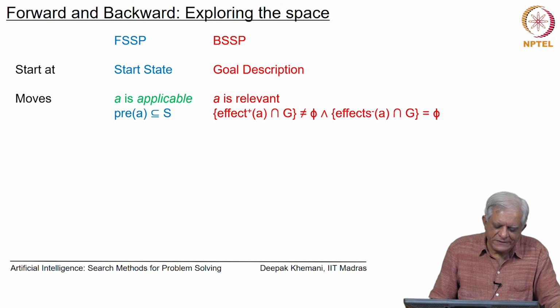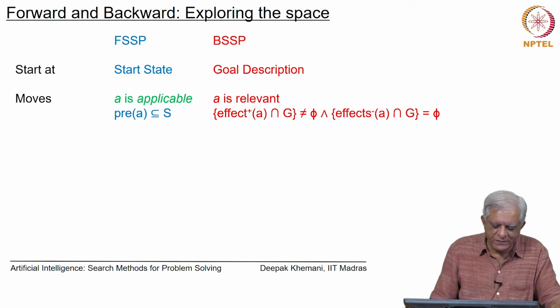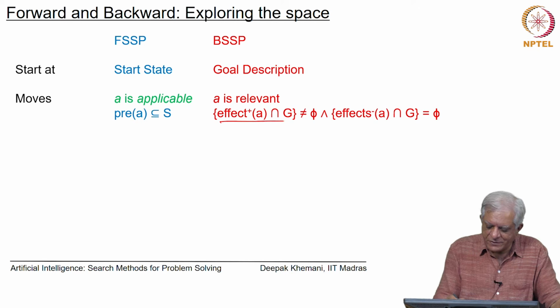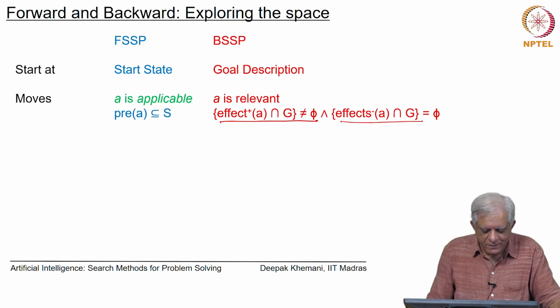The criterion for considering a move for forward state space planning is that action A should be applicable, which is defined by the expression that preconditions of A must be true in the state S. For backward state space planning, the action has to be relevant, and that is described by the fact that it must have some positive effect and it must have no negative effect which intersects with the goal essentially.